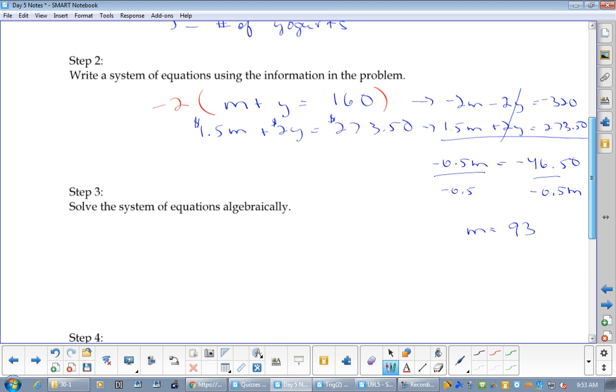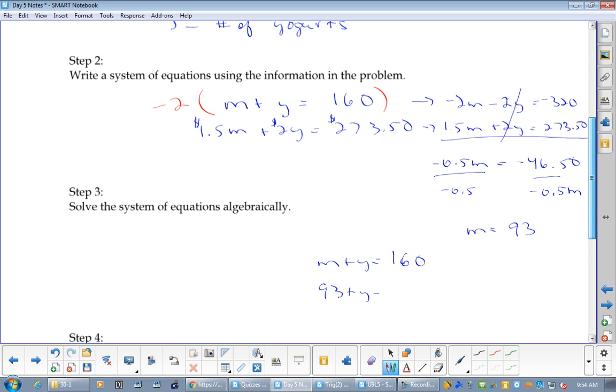Because it stands for number, I would not be expecting a decimal. If it was money, decimals are fine. But this would be discrete data, right? We're not going to be buying half of stuff. So now, if that's m, I'm going to use the m plus y equals 160.